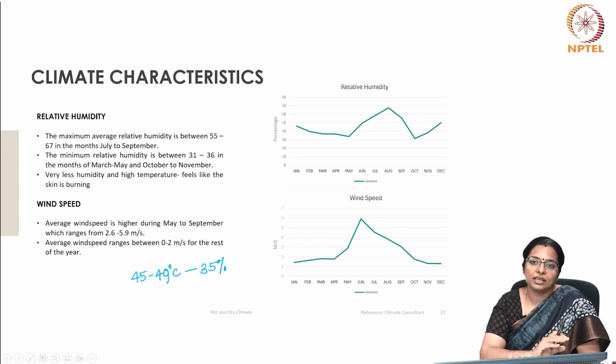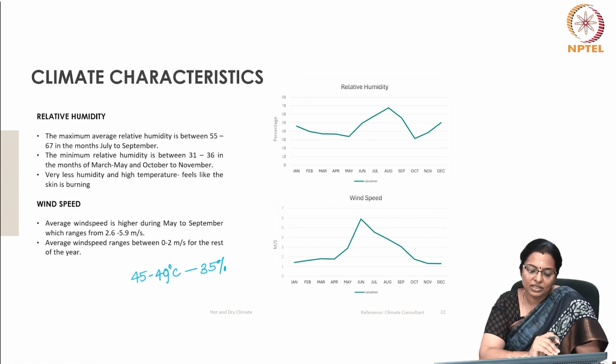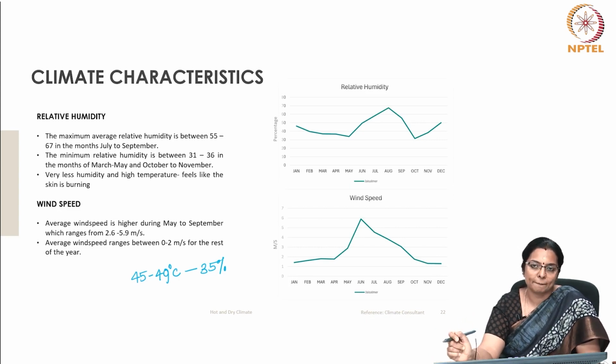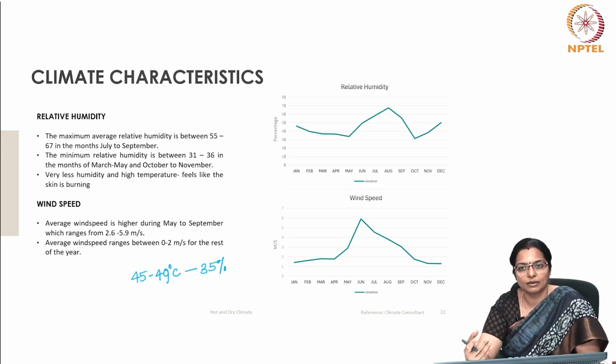If we look at the wind speed, the average wind speed is higher during May to September, which ranges from about 2.6 meters per second to 5.9 meters per second. Average wind speed ranges between 0 to 2 meters per second for the rest of the year. So, it's either very calm or there are sandstorms.